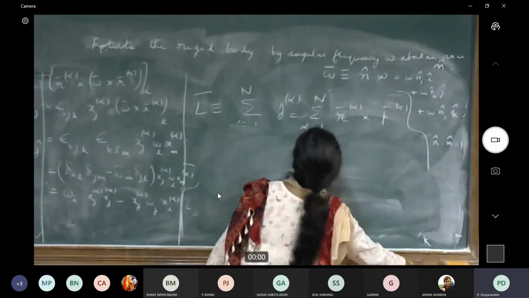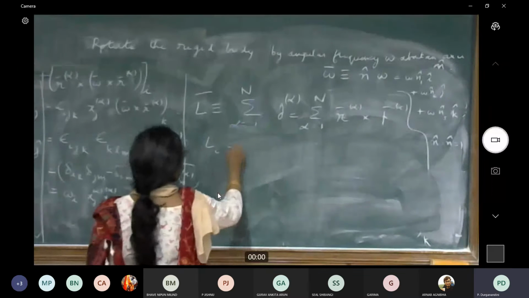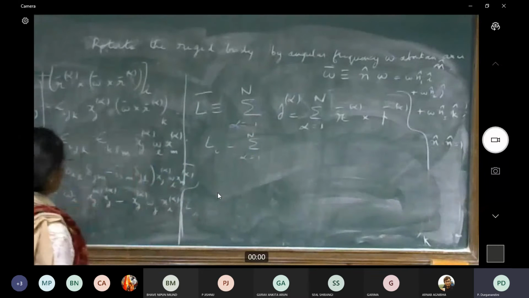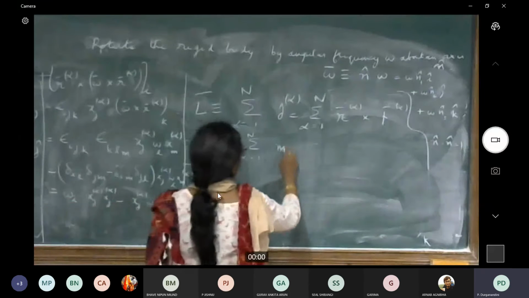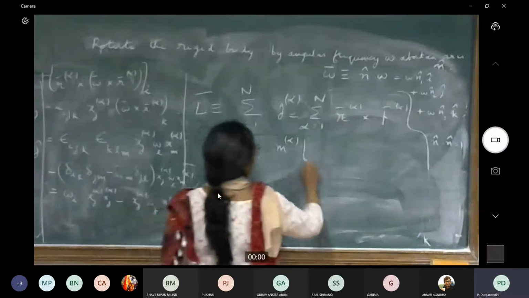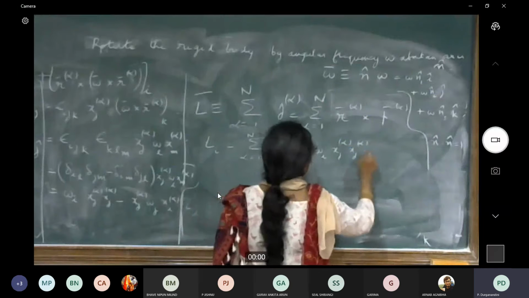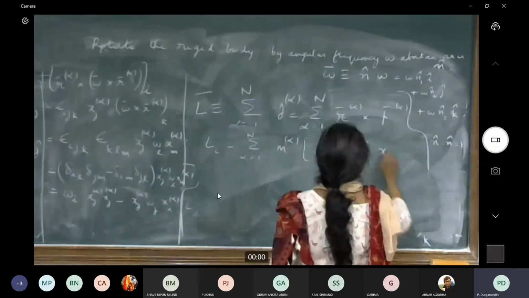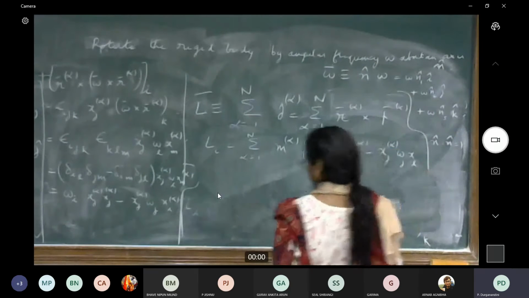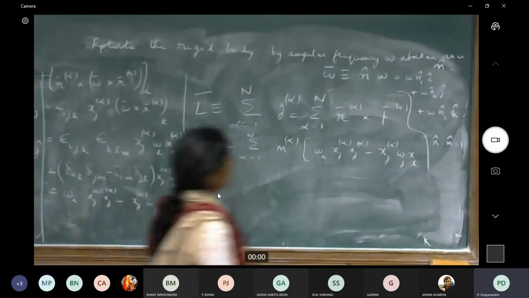I can write my angular momentum, the ith component of the angular momentum, as Li equal to sigma alpha equal to 1 to n. So basically, I'm just summing over all the different angular momentums. And I can write it as m alpha times this expression. So I have omega i xj alpha minus xj alpha omega j xi alpha.